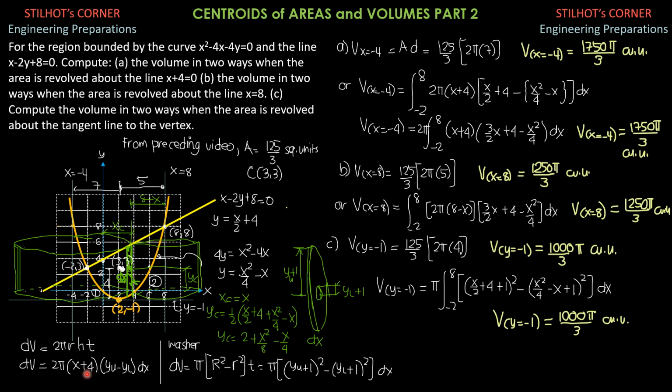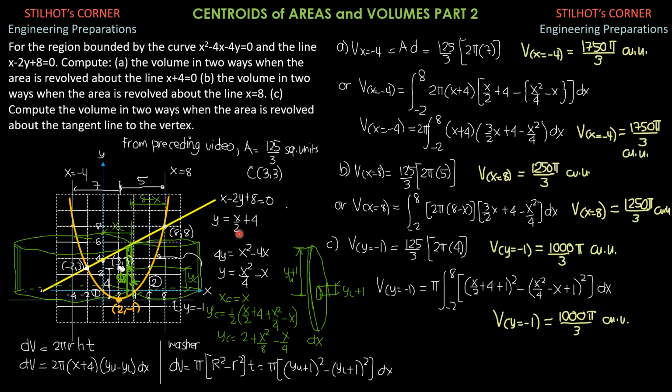So the circumference or distance traveled by the centroid or the length of this rectangular strip is 2 pi times x plus 4. The height of the strip is upper y minus lower y and the thickness of the strip is dx. So integrating, this is the alternate solution, the second solution, volume about x equals negative 4 equals integral from negative 2 to 8 of 2 pi times radius of revolution x plus 4, upper y minus lower y.